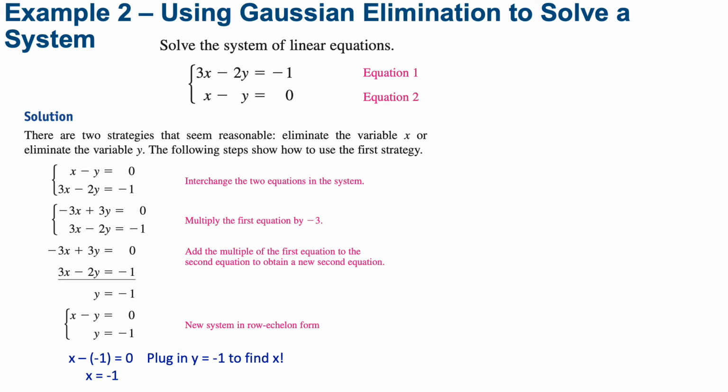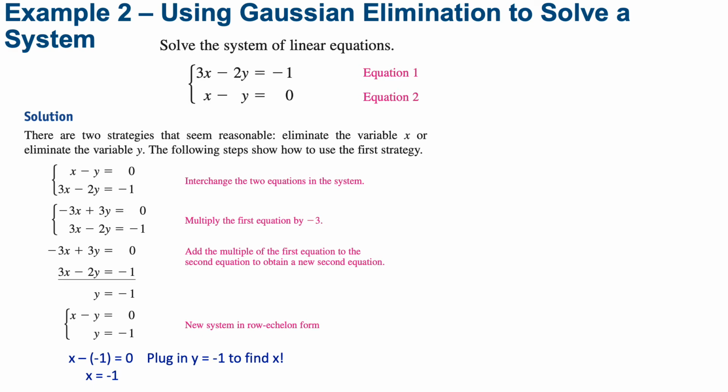So now the two equations you have left are x minus y is equal to 0 on the top, and then y is equal to negative 1. If we plug negative 1 into the previous one, we get x is equal to negative 1, and that's our solution.